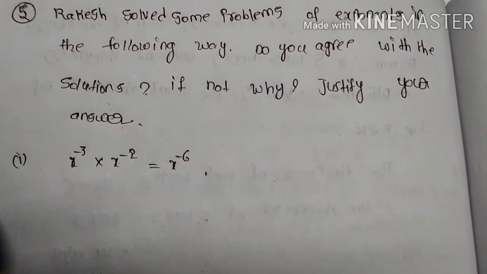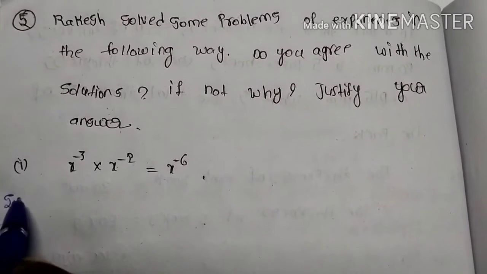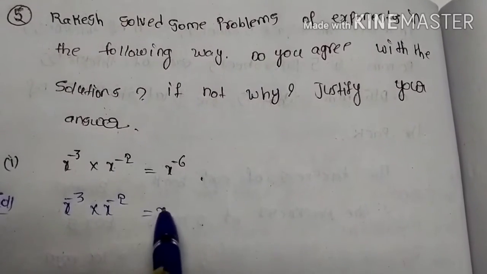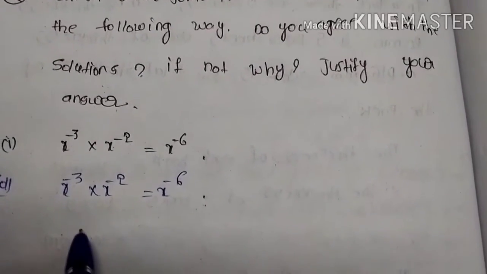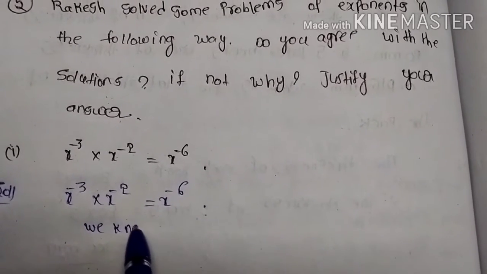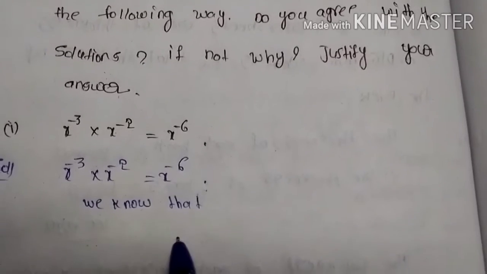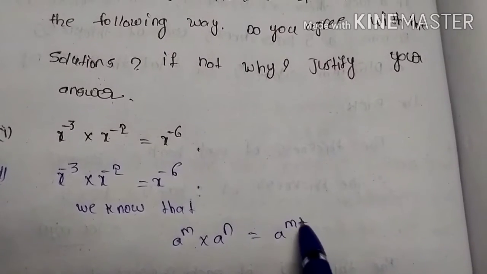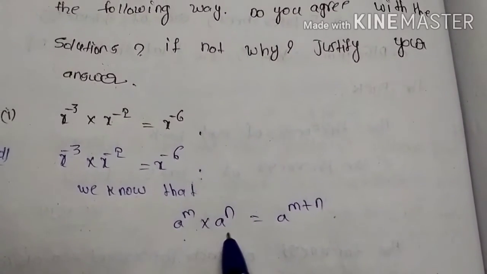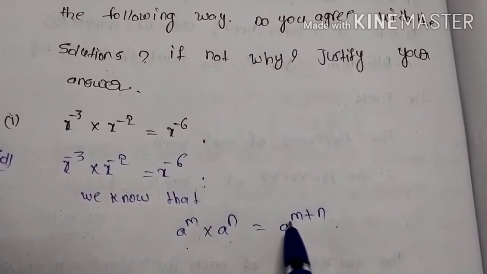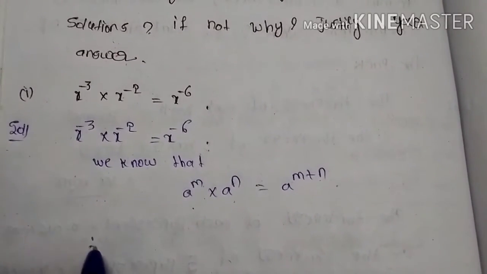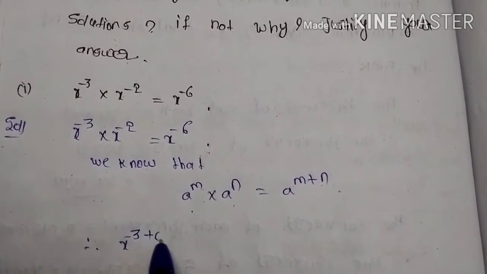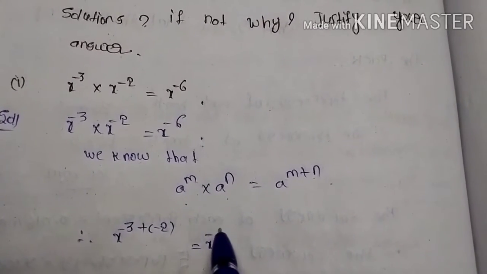See here, the given question is x to the power minus 3 into x to the power minus 2 is equal to x to the power minus 6. But we know that a to the power m into a to the power n is equal to a to the power m plus n. Yes or no? If the bases are the same, you can add the exponents. So once you observe here, x to the power minus 3 plus minus 2, can I write x to the power minus 6 or not?